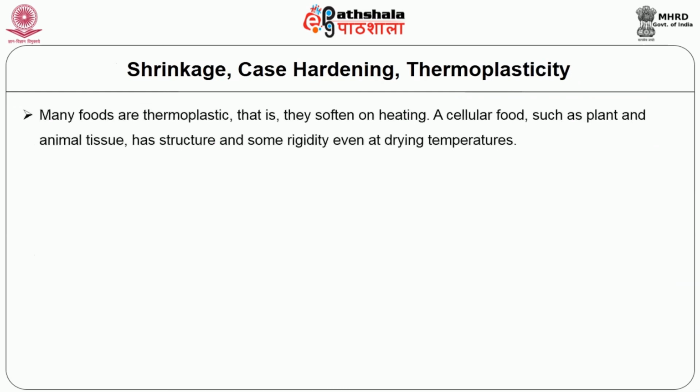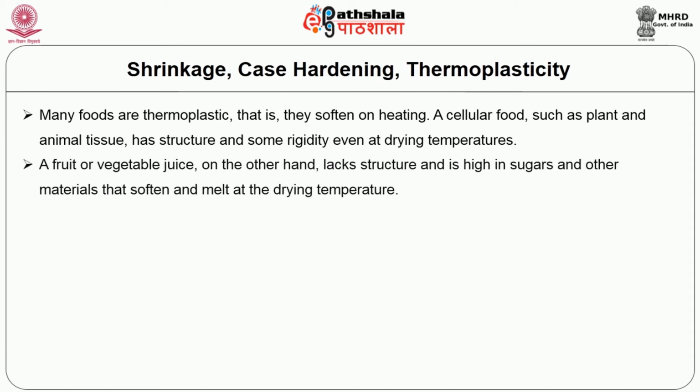Many foods are thermoplastic, that is, they soften on heating. A cellular food such as plant and animal tissue has structure and some rigidity even at drying temperature. A fruit or vegetable juice on the other hand lacks structure and it's high in sugars and other materials that often melt at the drying temperature.